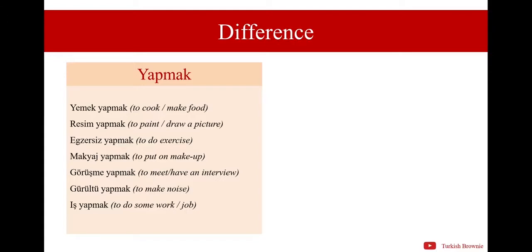For example, yemek yapmak, to cook or to make food. I mean, you're physically performing the action, you're doing something, and something is being created as a result that you can physically see as well. So, for example, resim yapmak, again, it's a physical activity. You're doing something, you're creating something. Exercise yapmak is also a physical activity. Makyaj yapmak, görüşme yapmak, gürültü yapmak, iş yapmak, all of them involve some kind of physical activity.